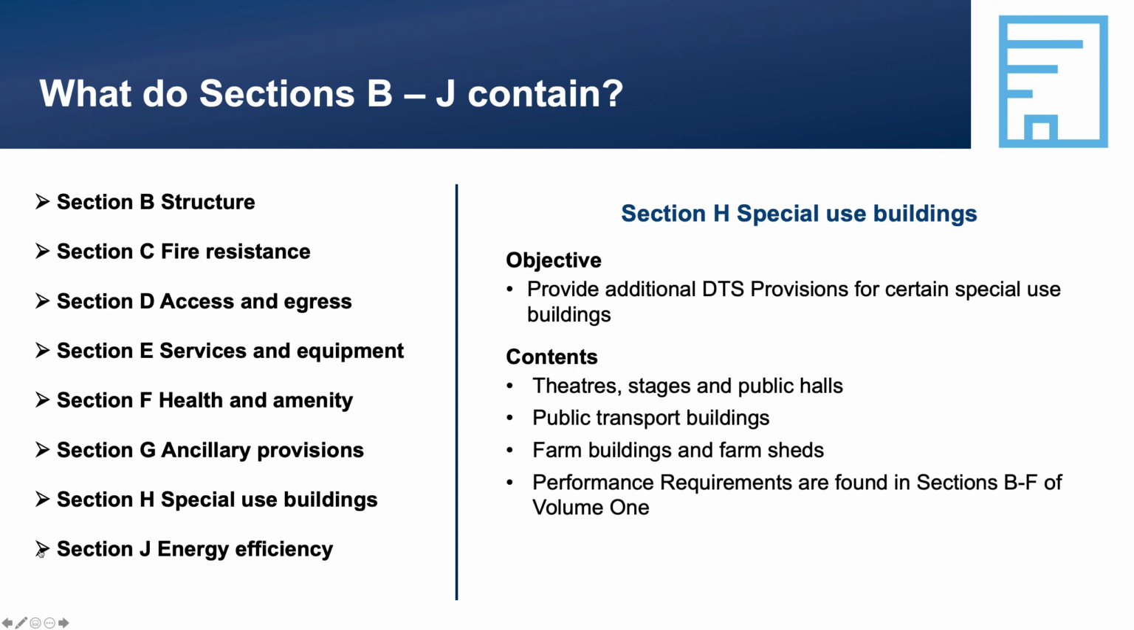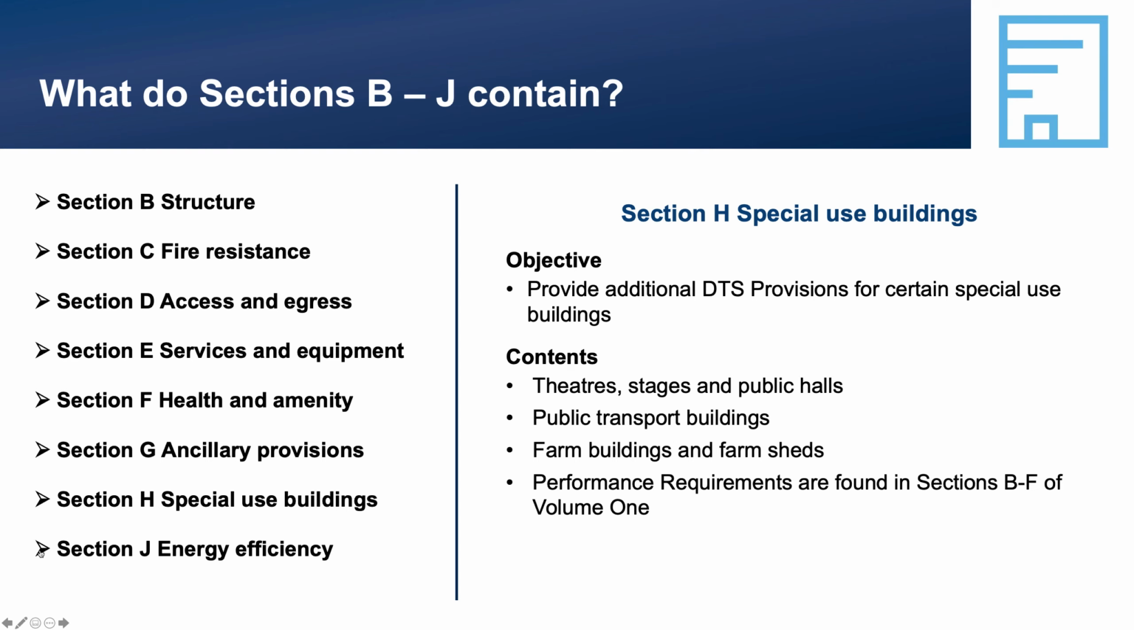The DTS provisions in other sections also apply to these buildings. Part H1 relates to theatres, stages, and public halls and gives requirements for things like fixed seating areas, aisle lights, and exits. Part H2 contains requirements for access for people with disability in public transport buildings such as railway stations, bus interchanges, and ferry terminals.